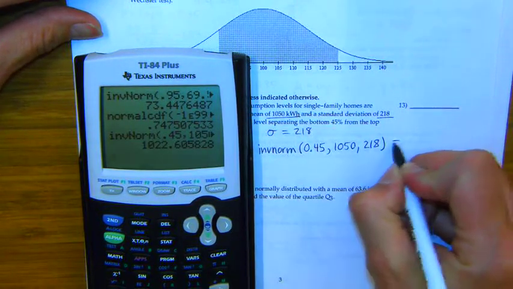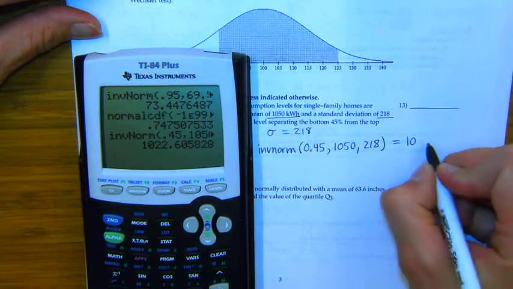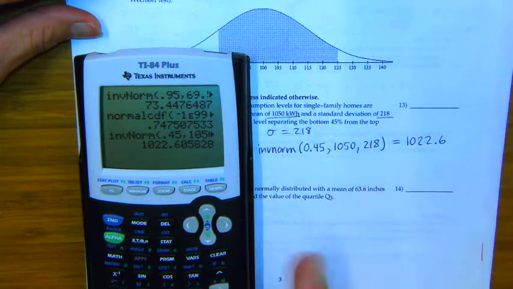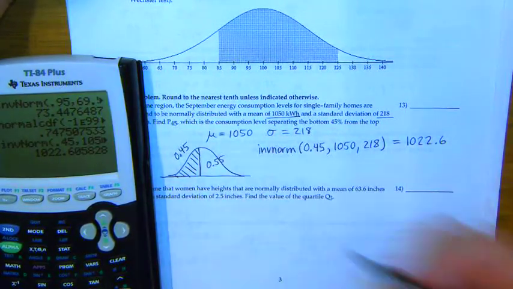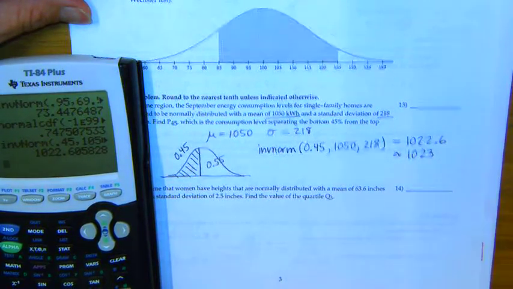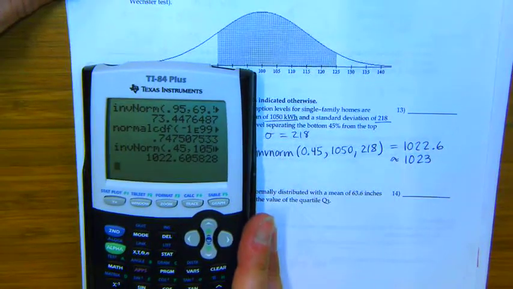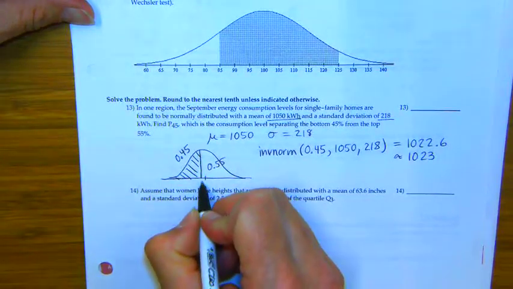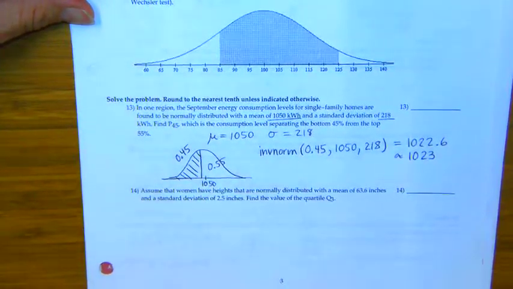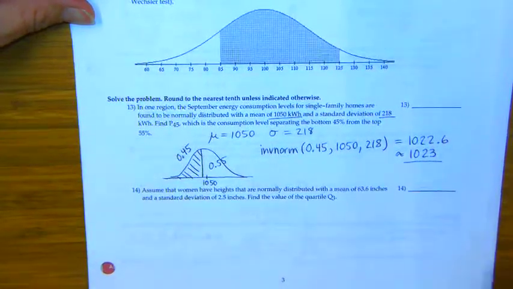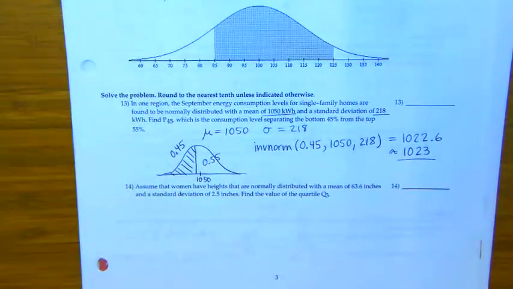And that gives us an X value of 1,022.6. Now we can round this up just because our mean is given as a whole number, so this is approximately 1,023. So look at your answer and see if it's reasonable. Our mean is at 1,050. The 45th percentile is just right below the mean, and it's just slightly less. So yes, our answer is reasonable, and so we are good to go.